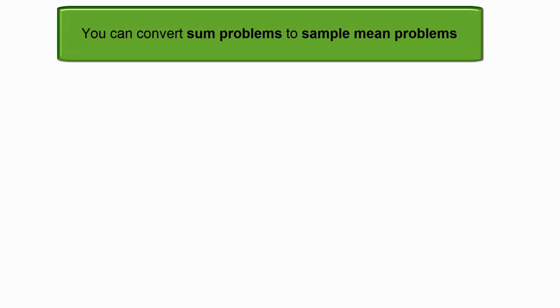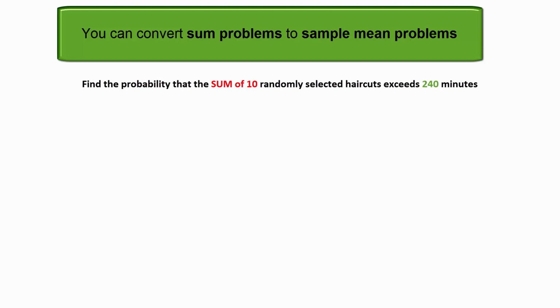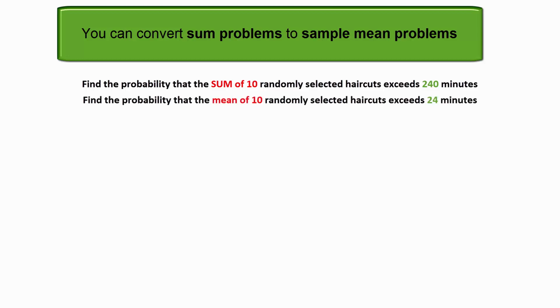The second reason is to tell you this. You can always convert a problem like this, asking for the probability that the sum of 10 randomly selected haircuts exceeds 240 minutes, to an equivalent problem like this. Find the probability that the mean of 10 times exceeds 24 minutes.